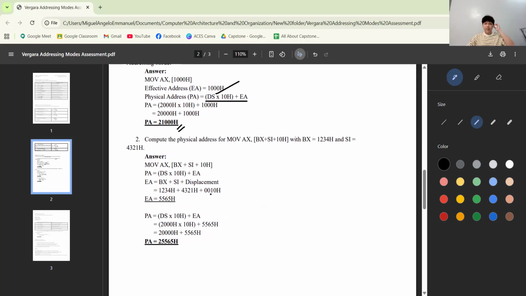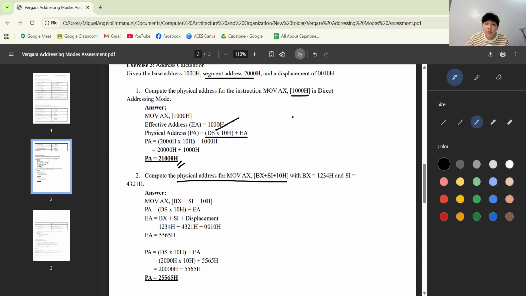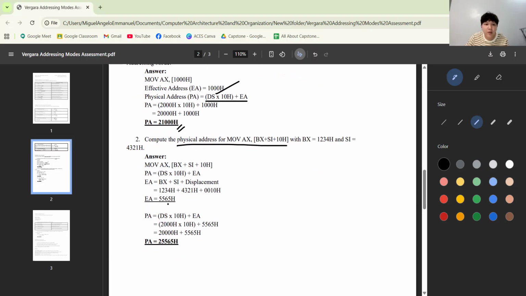Next, compute the physical address for MOV AX, [BX+SI+10H] with BX 1234H and SI 4321H. In this part, we are tasked to look for the physical address for MOV AX, [BX+SI+10H]. First, let's find our EA since it is not mentioned, unlike number 1. For EA, we have our formula: BX plus SI plus our displacement.